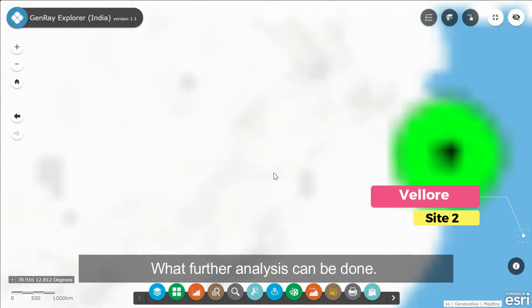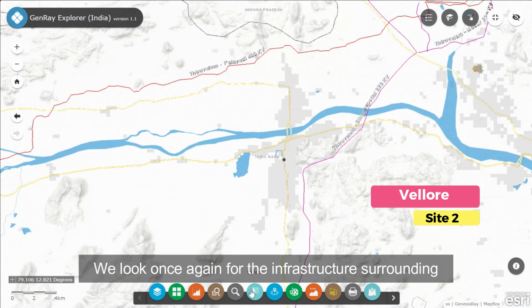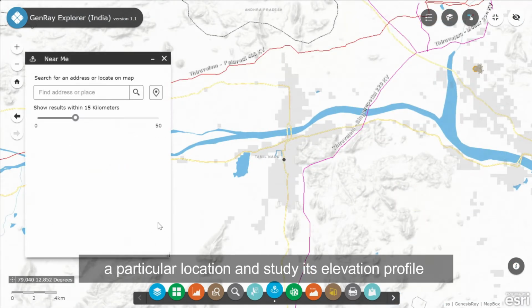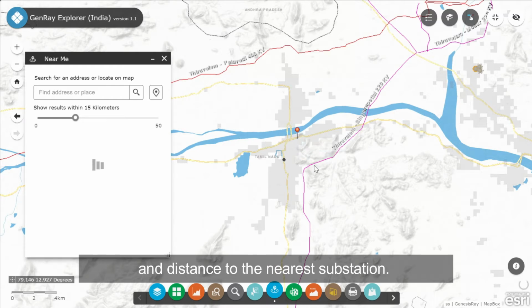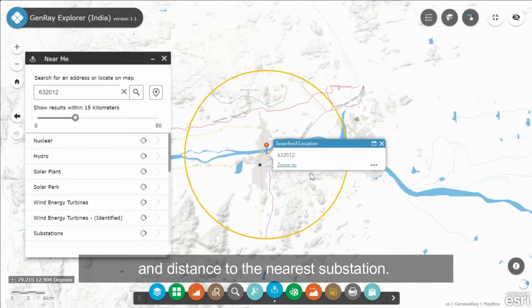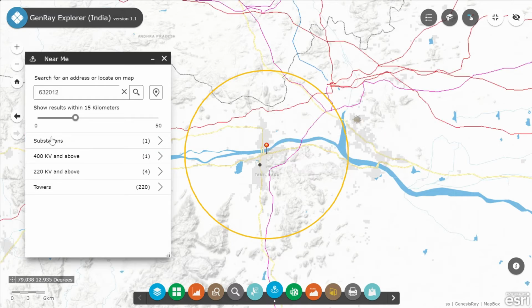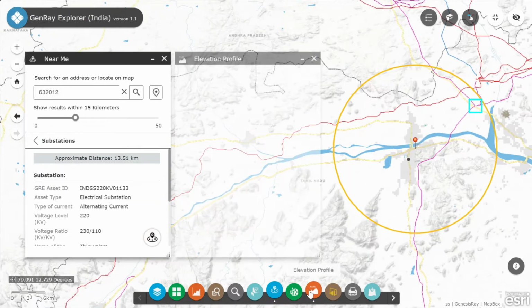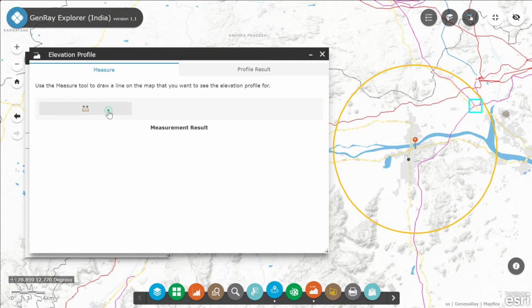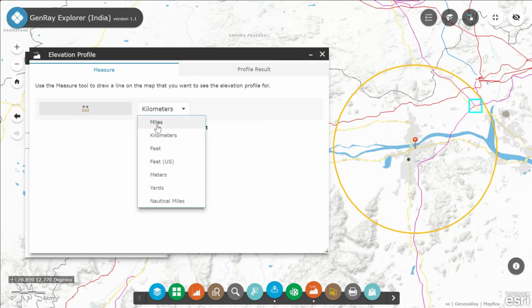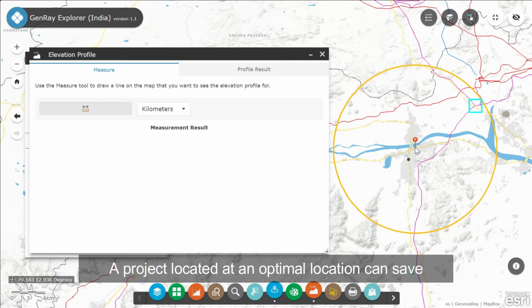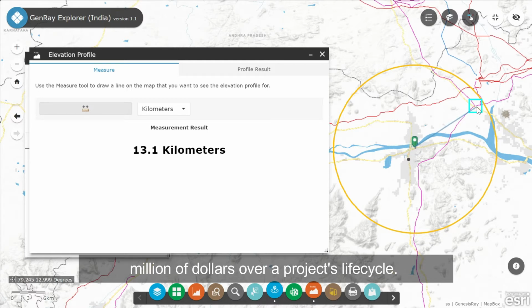What further analysis can be done? We look once again for the infrastructure surrounding a particular location and study its elevation profile and distance to the nearest substation. A project located at an optimal location can save millions of dollars over the project life cycle.